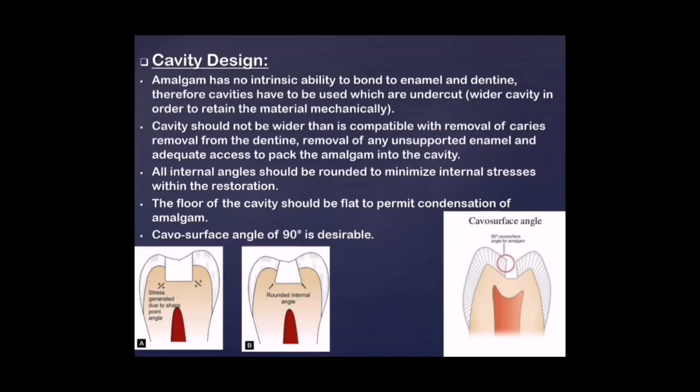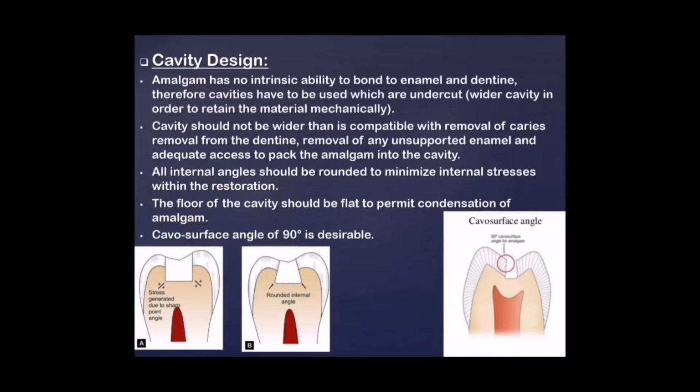Hello friends, today we will discuss dental amalgam part 2. We have discussed in the previous videos what an amalgam is. Amalgam is a restoration material, a colored filling material, composed of mercury and alloys. Now we will discuss the cavity designs in amalgam.